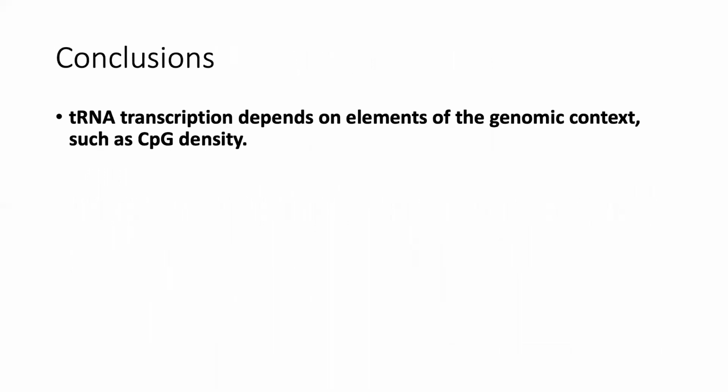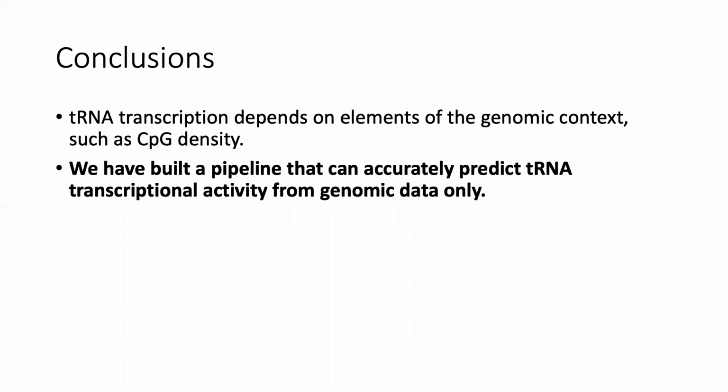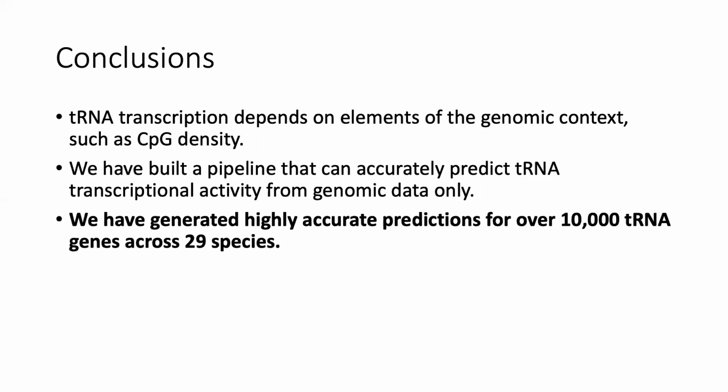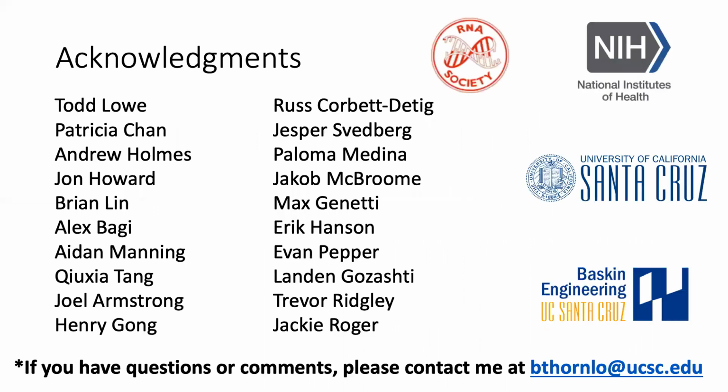So from all this, we learn that identical tRNA genes can have drastically different transcription patterns, and that the genomic environment, including GC content and the abundance of CpG dinucleotides in particular, plays an important role. We built a pipeline that can predict gene-level transcriptional activity of tRNA genes with 94% accuracy, and requires just a reference genome at the minimum. And we've applied this to 29 placental mammal species. There are predictions for over 10,000 tRNA genes, and if your model organism is a placental mammal, these might help save you time and money.